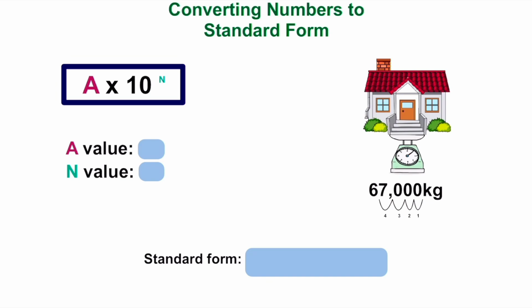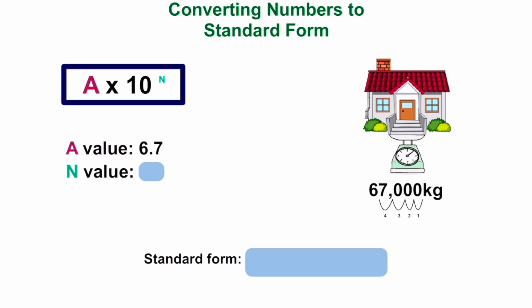Let's take an example, say a house weighs 67,000 kilograms. To express this number in standard form, we need to find the values that represent A and n. Firstly, we move the decimal point until we have a number between 1 and 10. In this case, we can move it 4 places to the left, resulting in 6.7, which we can see here. 1, 2, 3, 4. Now our A value is 6.7.